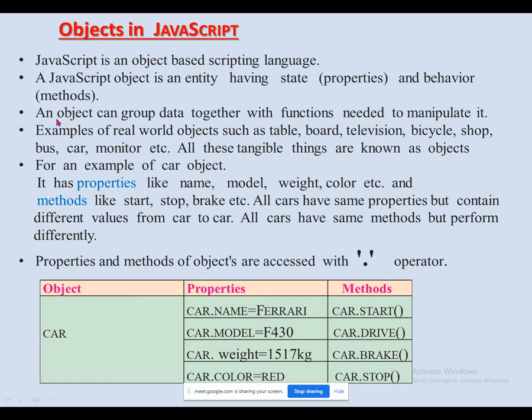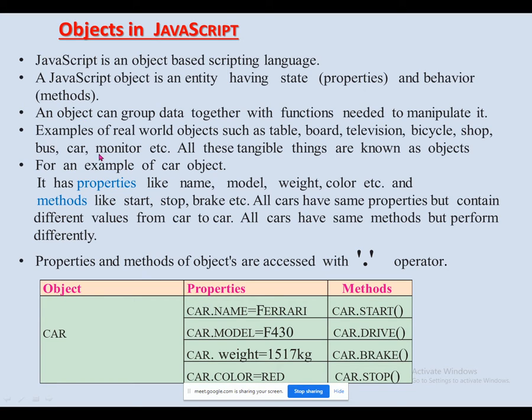This is the definition of an object. An object can group data together with the functions needed to manipulate it. That means an object has some data, and we can use properties to work with that data, and you can use methods to work with that data.